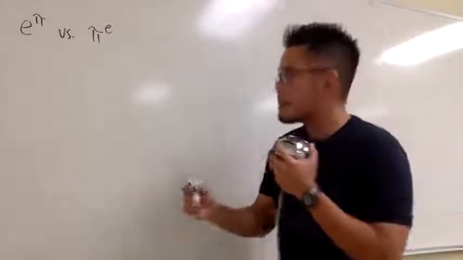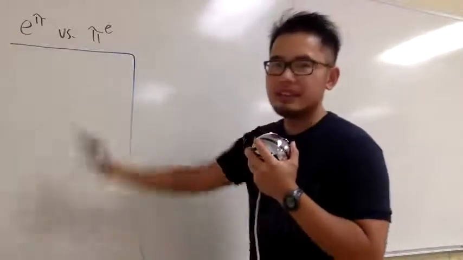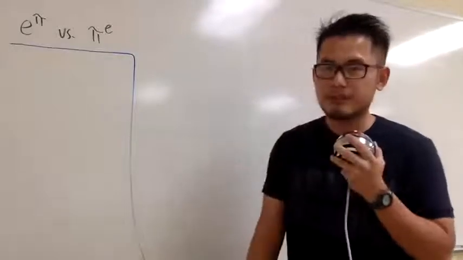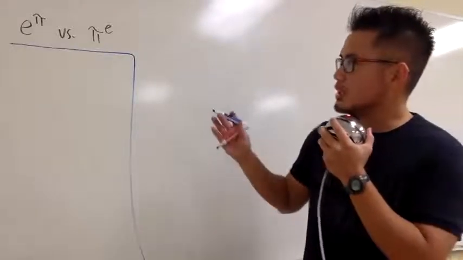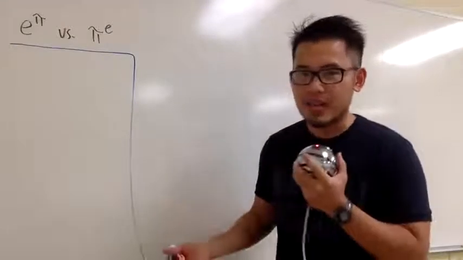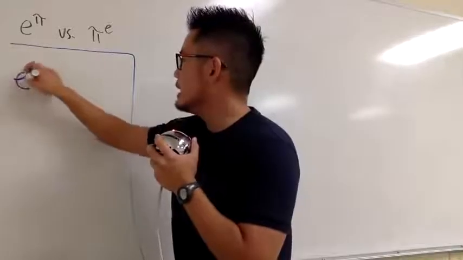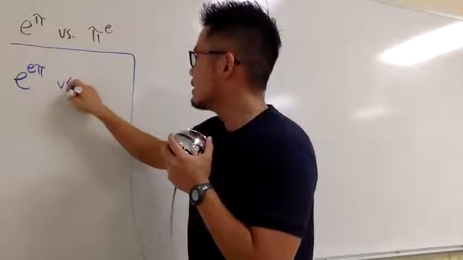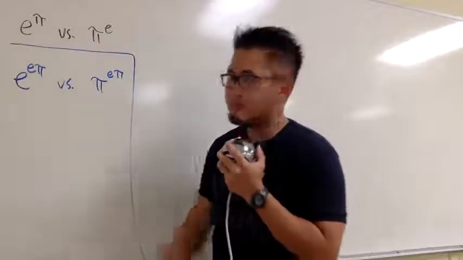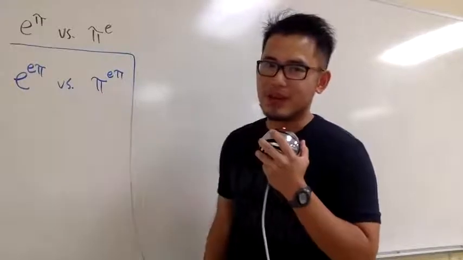First of all, I would like to come up with an easier situation. This is going to be my scratch paper. I'm going to write down some thoughts right here. Let me change the question a little bit so that it's easier, and let's see if we can solve that. What if the question is this? e to the e pi power versus pi to the e pi power. Both of the powers are the same. Which one is bigger now?